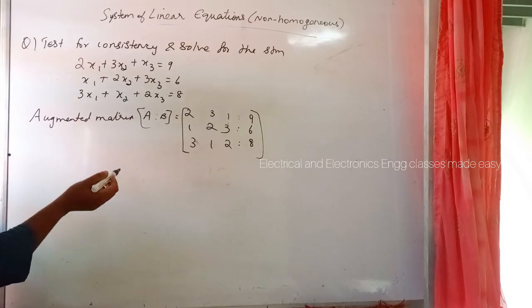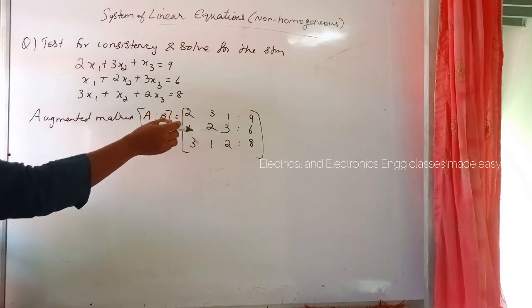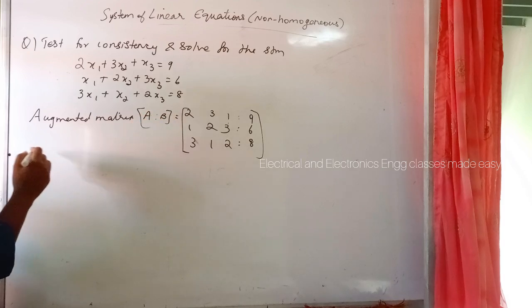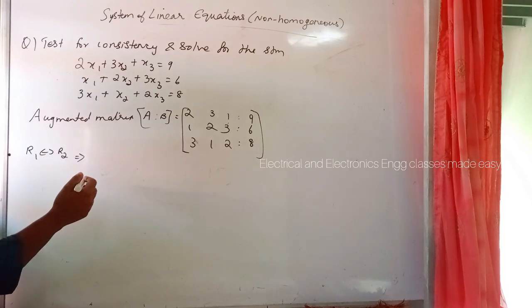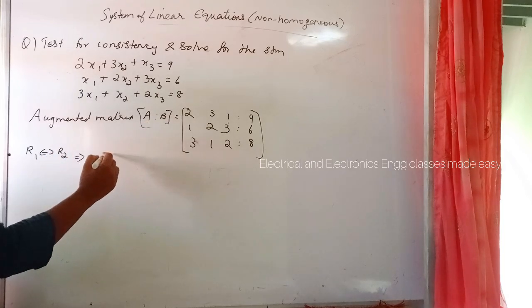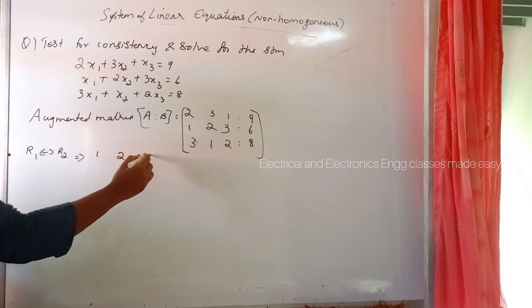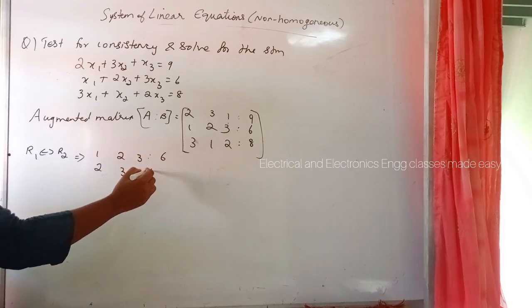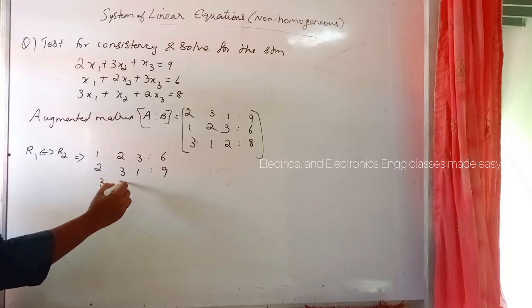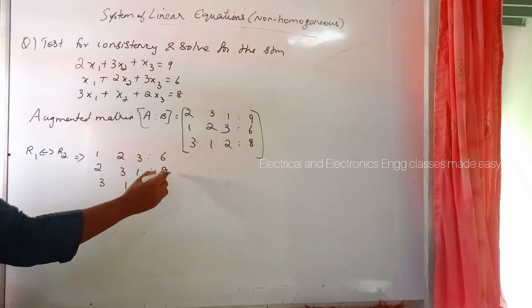So for that, here let us interchange these two rows. That is, we have to make this element 1. So R1 interchanged with R2. So here we will get 1, 2, 3, 6, 2, 3, 1, 9, 3, 1, 2, 8.